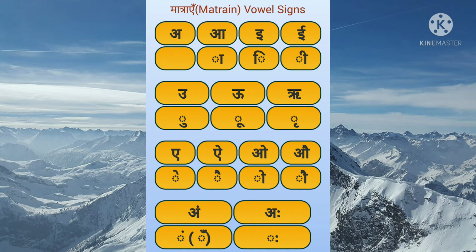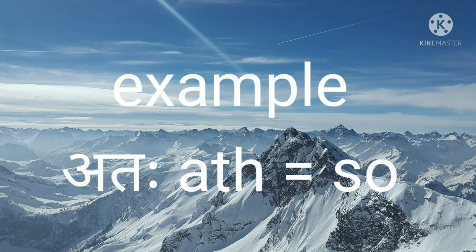So now we are taking our last vowel sign, aha. Let's understand it with an example. Athe. This is a. This is te, and this is vowel sign of ahe. So a te he. Athe. Athe means so in English.